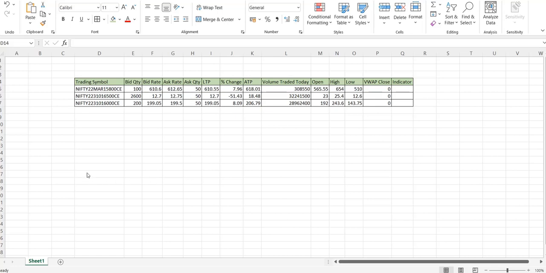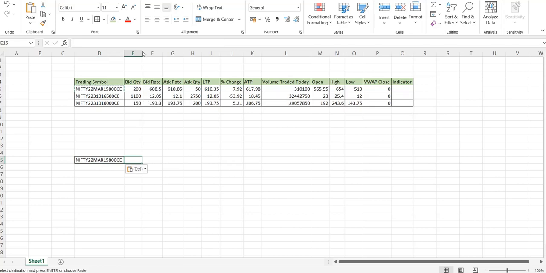So what I've done, guys, as you can see on my screen, this is the live data that I have taken. From here, I will show you: at around 2 o'clock yesterday I had deployed this strategy. What I did was I bought this 15,800 call, which is of monthly expiry.